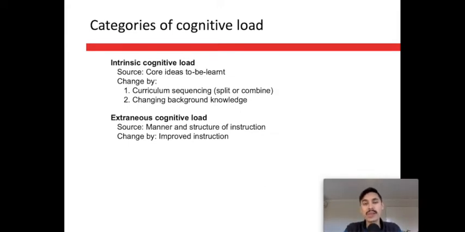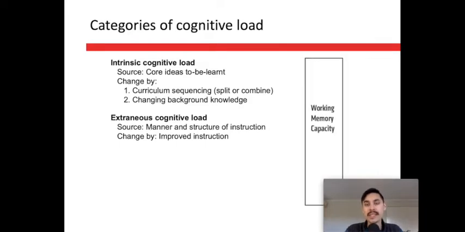Now, extraneous cognitive load basically comes from anything that is extraneous to the learning task. So anything that we don't really need our students to learn can be thought of as extraneous cognitive load. What this means is that extraneous load comes from the manner and structure of our instruction. And extraneous cognitive load is actually the target of most, if not pretty much all, of the cognitive load strategies. They're all trying to reduce extraneous cognitive load.